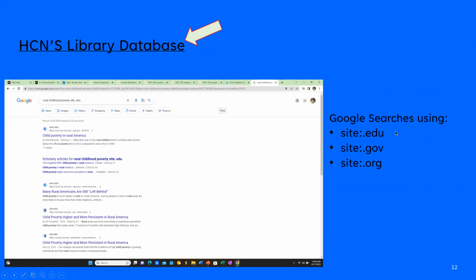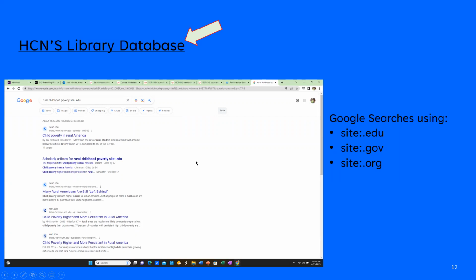I will say, as kind of a side note, just because a website has one of these types of domains doesn't necessarily mean it's 100% accurate or it's completely credible. But these types of websites tend to be better than like .net or .com sites. But anyways, in our example here, the person has searched rural childhood poverty site. So it's telling Google that your topic, rural childhood poverty, it's telling Google that we want a website, and we're specifically looking for .edu sites.